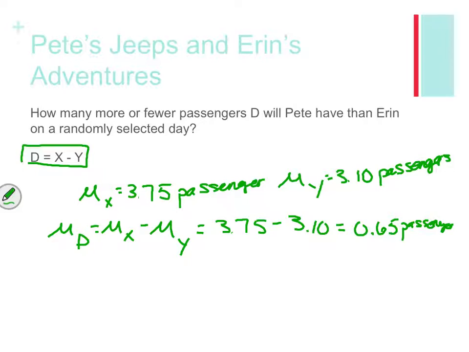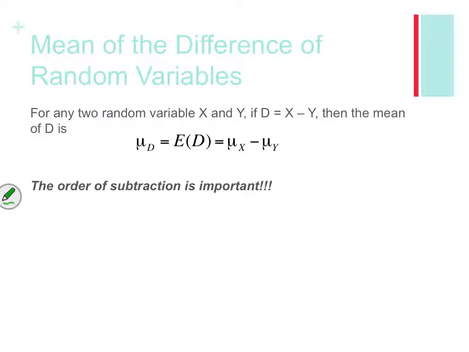So we generalize this result for any two random variables as follows. If the difference is equal to x minus y, then the mean of the difference is equal to the mean of x minus the mean of y. In other words, the mean or expected value of the difference of two random variables is equal to the difference of their expected values. So that's really important.